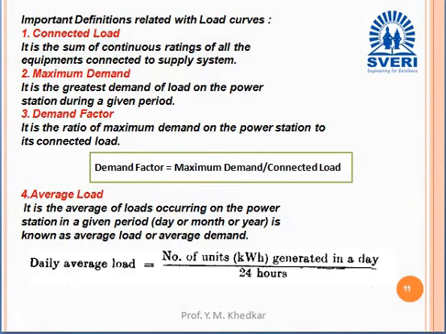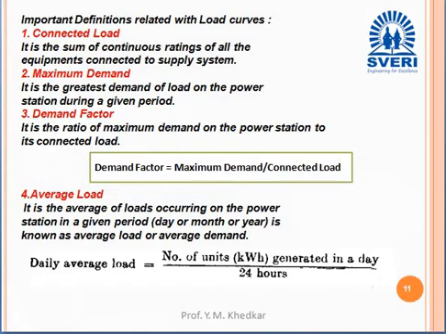The next definition is of maximum demand. It is the greatest demand of load on the power station during a given time period. The third definition is of the demand factor, and demand factor is nothing but the ratio of the maximum demand on the power station to the connected load. It means the demand factor is the ratio of maximum demand to connected load.